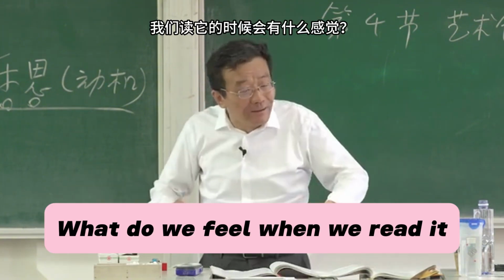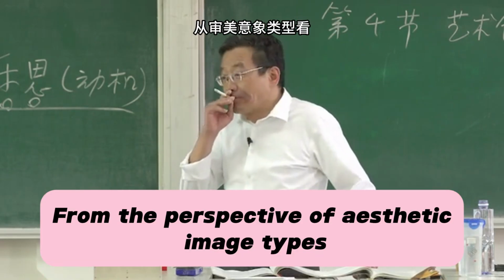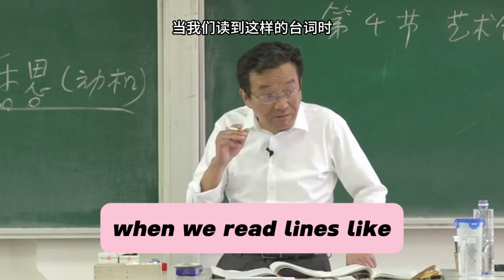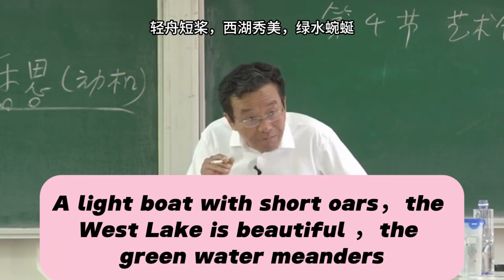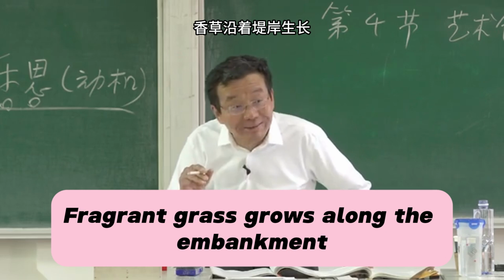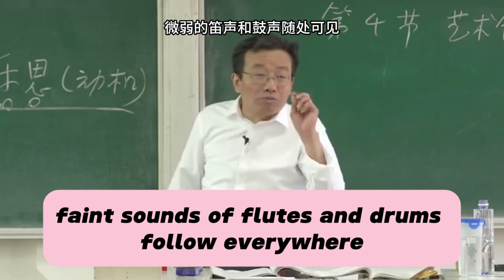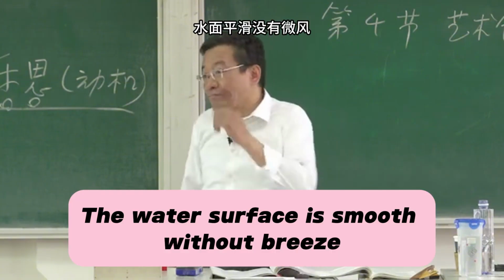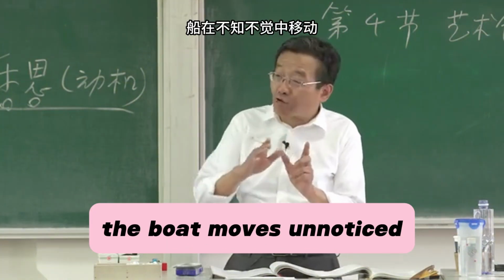What do we feel when we read it? From the perspective of aesthetic image types, when we read lines like, "A light boat with short oars, the west lake is beautiful, the green water meanders. Fragrant grass grows along the embankment, faint sounds of flutes and drums follow everywhere. The water surface is smooth without breeze, the boat moves unnoticed.